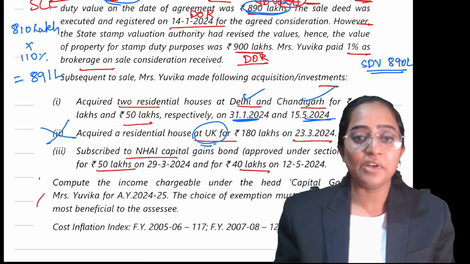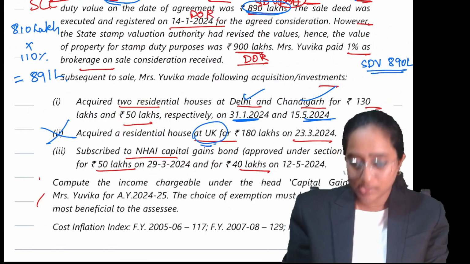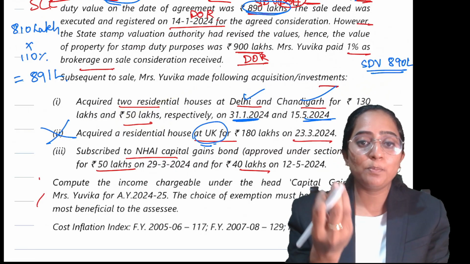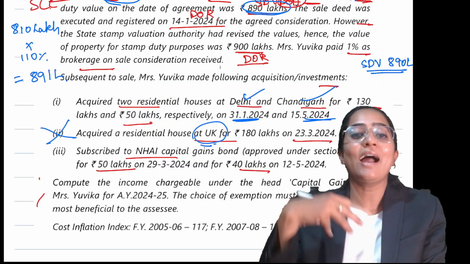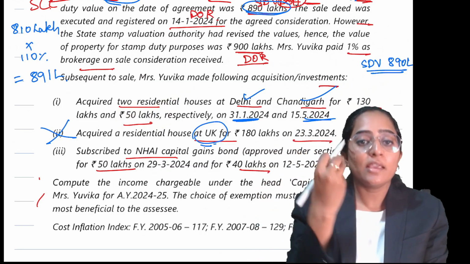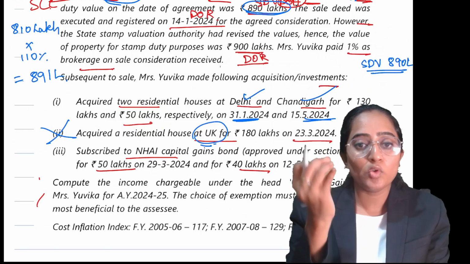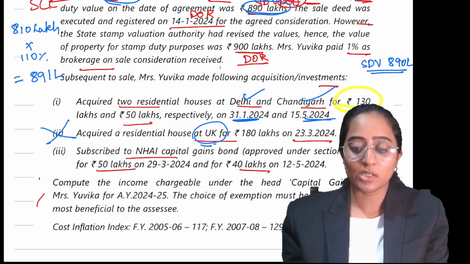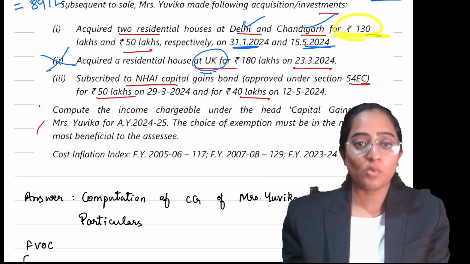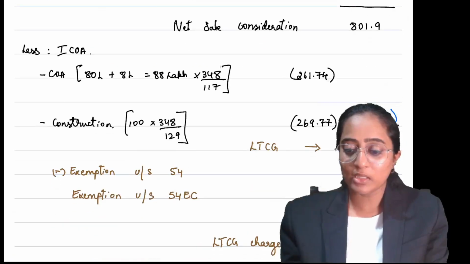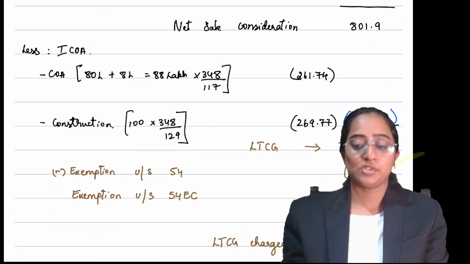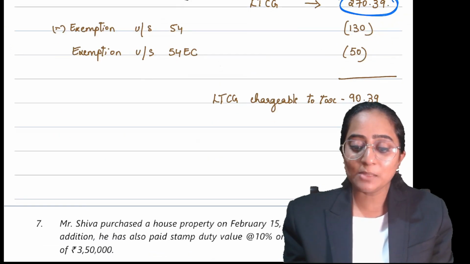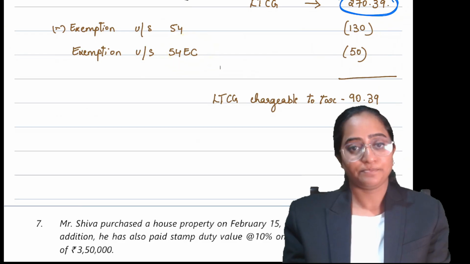And if the option is given to you to select the exemption, which one would you select, 130 or 50? 200% you are going to select the higher exemption, because higher the exemption, lower the capital gain, lower the capital gain tax. Clear? That is 130 lakh. 130 lakh is what I would take as exemption. Clear?